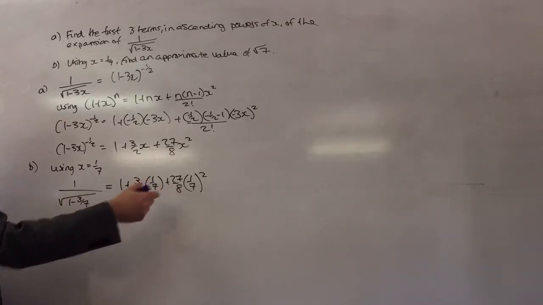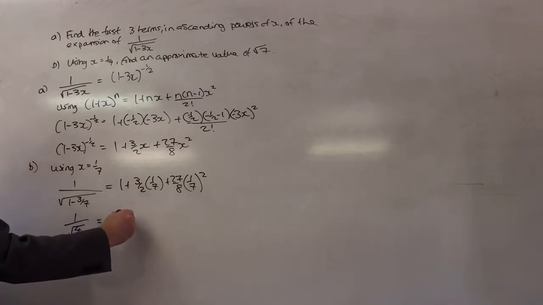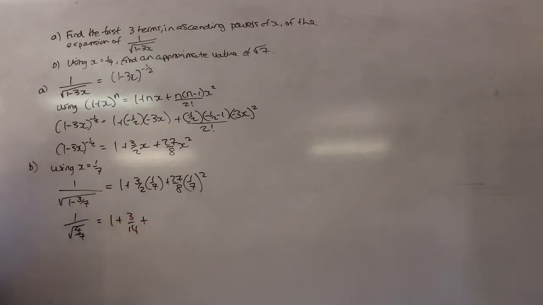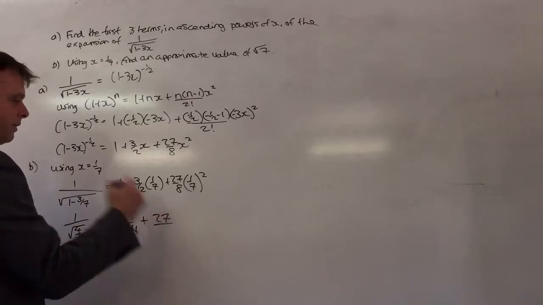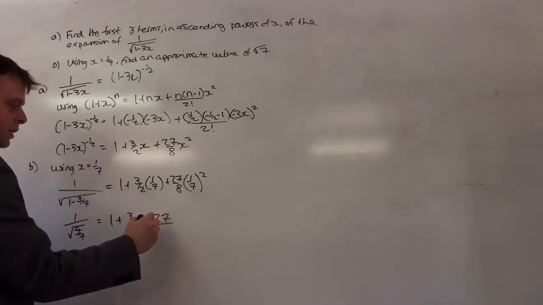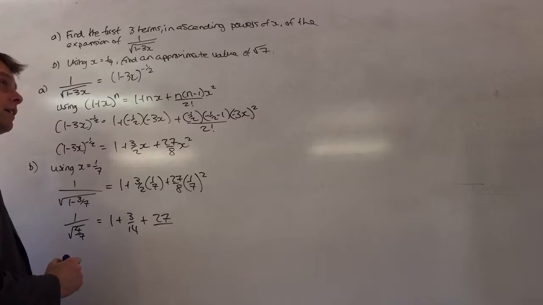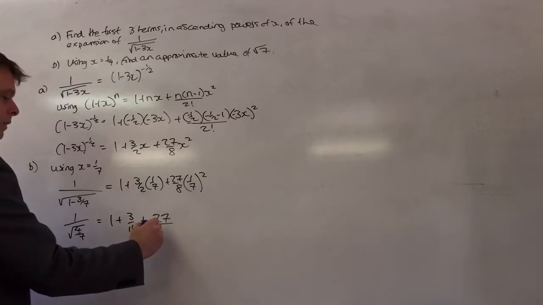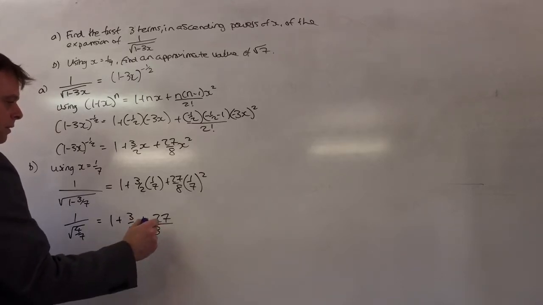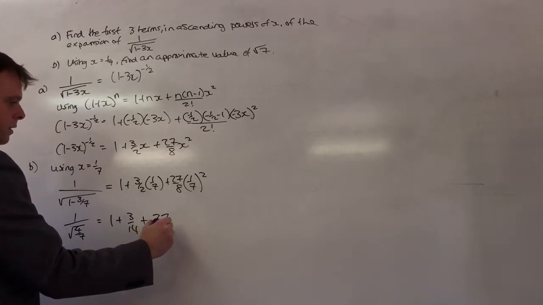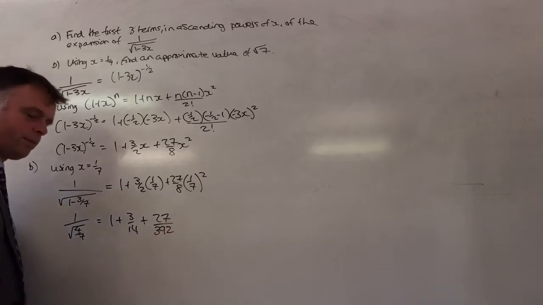And then we could evaluate some of that bit there, so you get 3 over 14, and 27 over 8 times 1 over 7 squared is going to be 27 over 8 times 49, which is 8 times 49, 392.